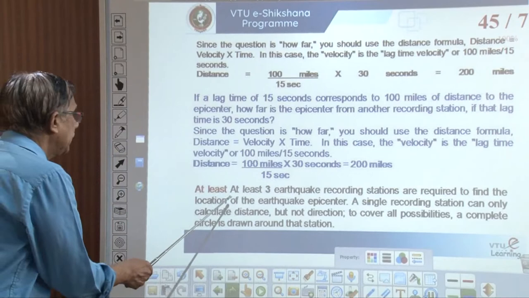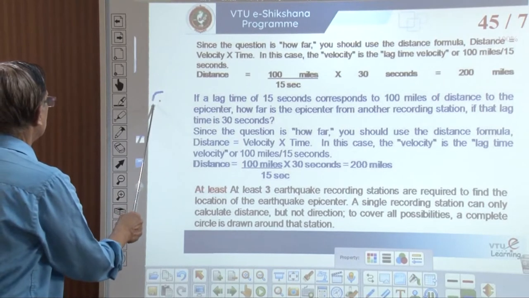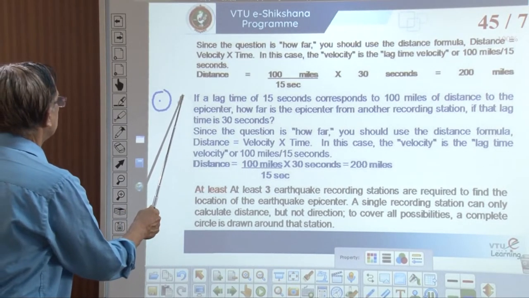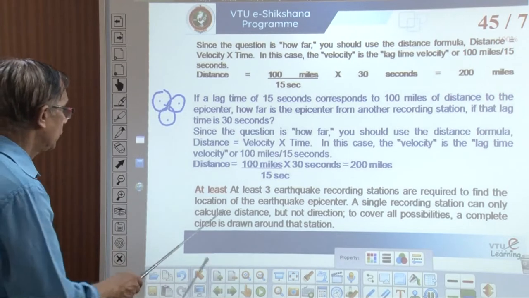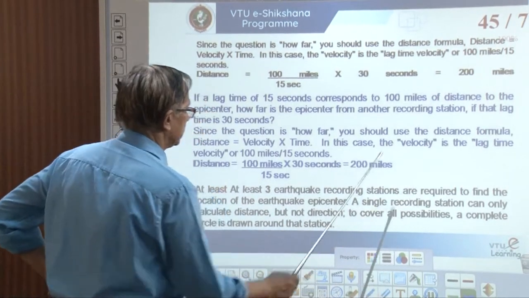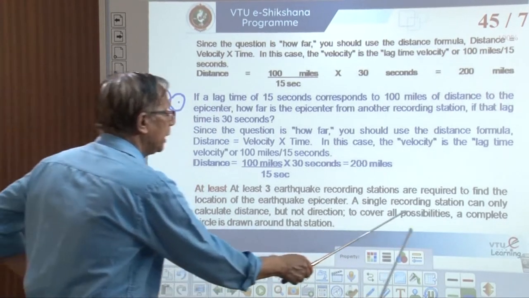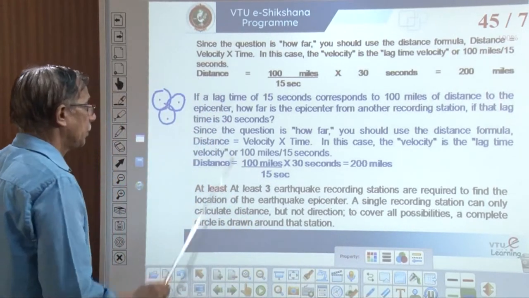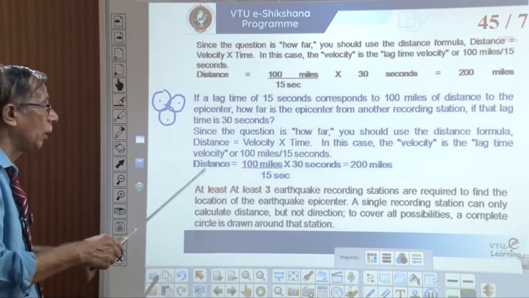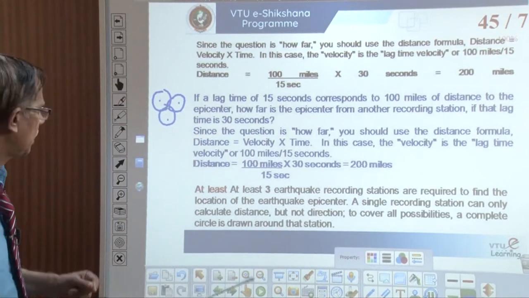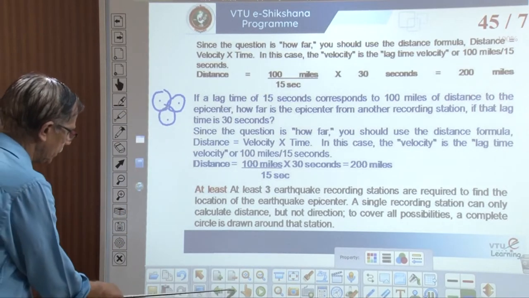So, if we have at least 3 earthquake recording stations: just now I said one recording station, some distance I get; a second recording station, some distance I get; some other recording station, and this is the point. So at least 3 earthquake recording stations are required to locate the earthquake epicenter. A single recording station can only calculate the distance the wave has traveled, but not the direction. To cover all possibilities, as many recording stations as possible are good. Then, with the distance as a radius, if we construct it in a graph, we can find out.